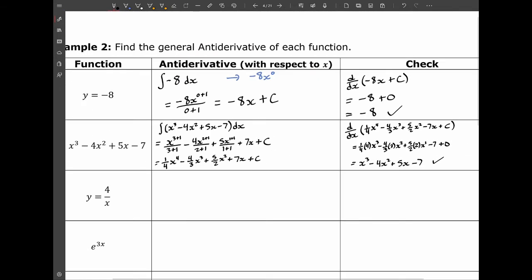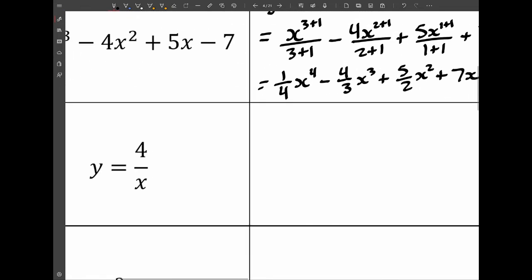All right, let's try something a little more challenging. So I've got this y is equal to 4 over x. So I'm asking for the integral of 4 over x dx. I'm going to rewrite this a little bit. This is equal to the integral of 4 times 1 over x dx.